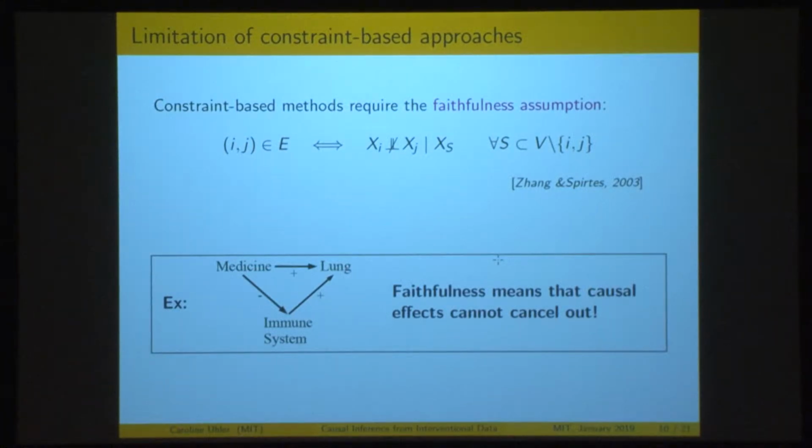Hence, your algorithm is going to make a mistake because it's going to remove this edge, and in addition, get all kinds of directions of the edges wrong. So that's a faithfulness violation. But now you can tell me, well, this happens with probability 0, that these causal effects directly cancel each other out. Well, that has measure 0. And this was exactly also the argument they gave for making that assumption.